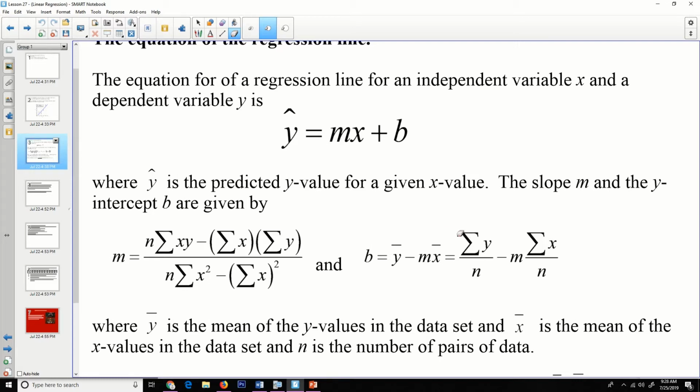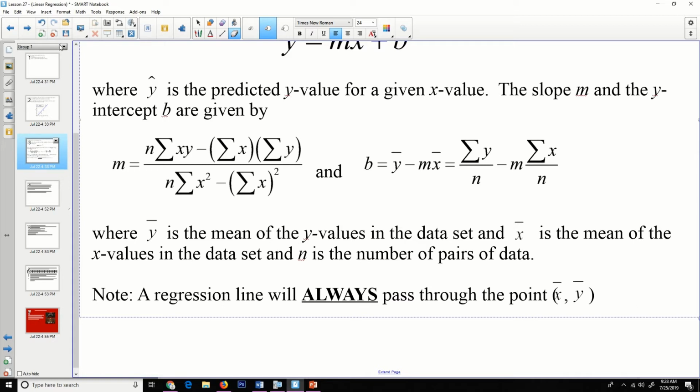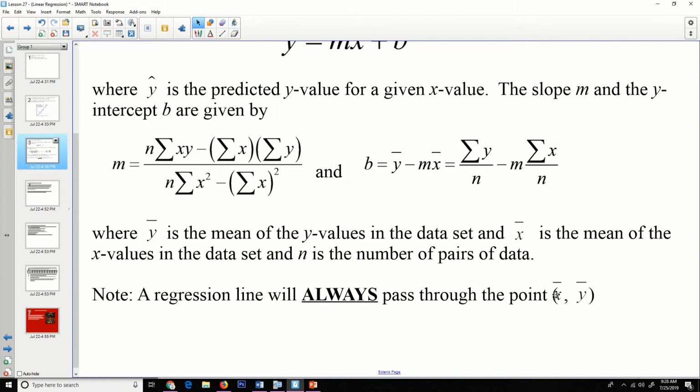The average is the sum of all of the values divided by the number of values that you have, and so that's what this expression implies. All right, note the regression line will always pass, and there should be 2 s's there, so let's put an s there and hit save. It will always pass through the point (x bar, y bar). And so what we mean by that is that the regression line will always pass through the average of the x values, comma, the average of the y values.